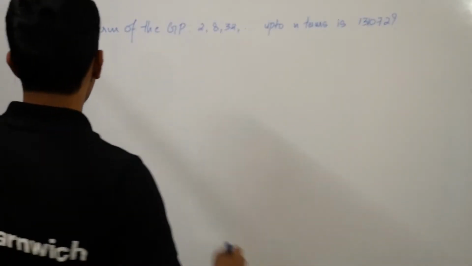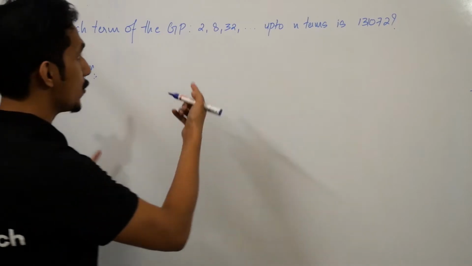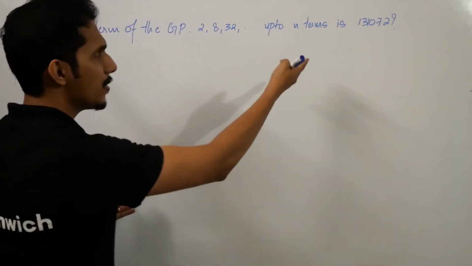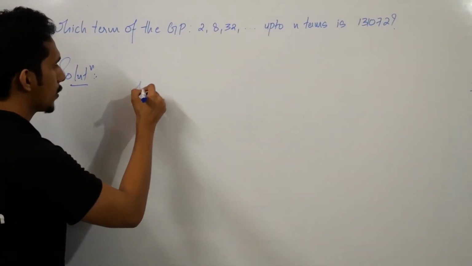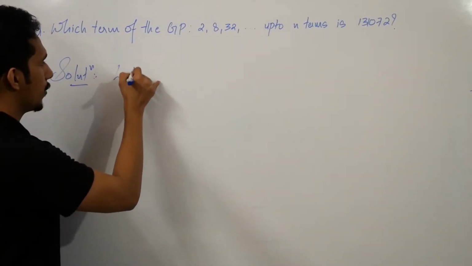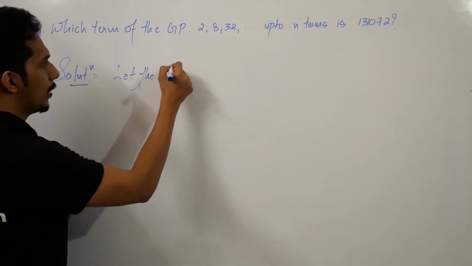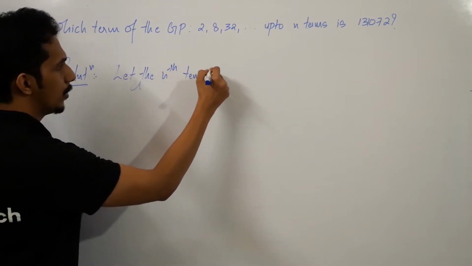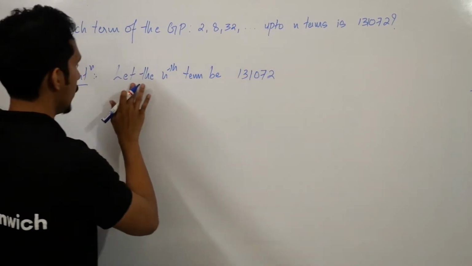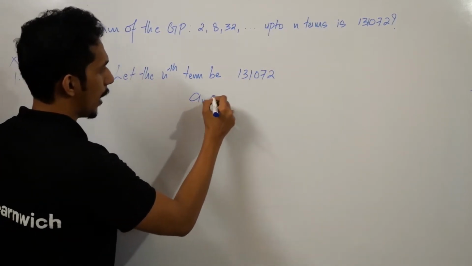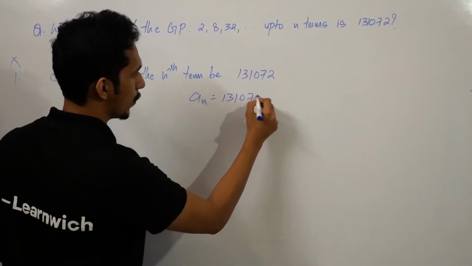Alright, in this question, we have: which term of the GP 2, 8, 32 up to n terms is 131072? We have seen such questions in your 10th standard in your arithmetic progression chapter. Alright, we have which term is. So, the nth term, you can write, let the nth term be 131072. So that is an is 131072.